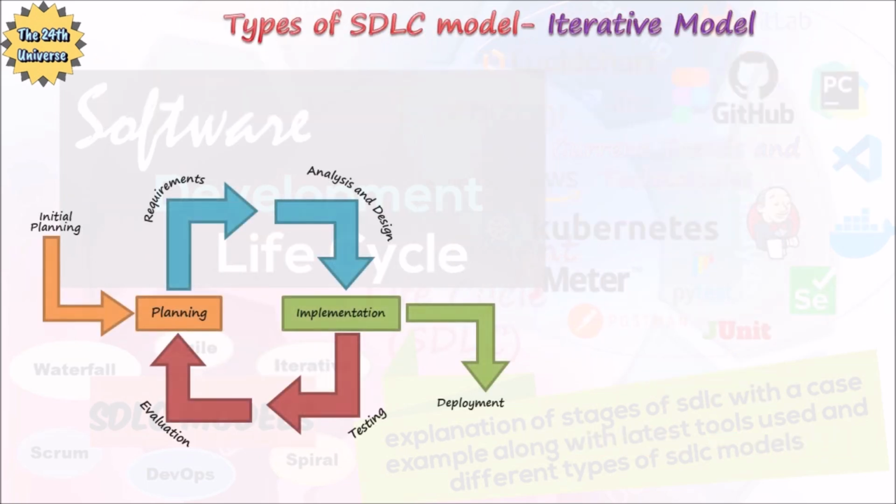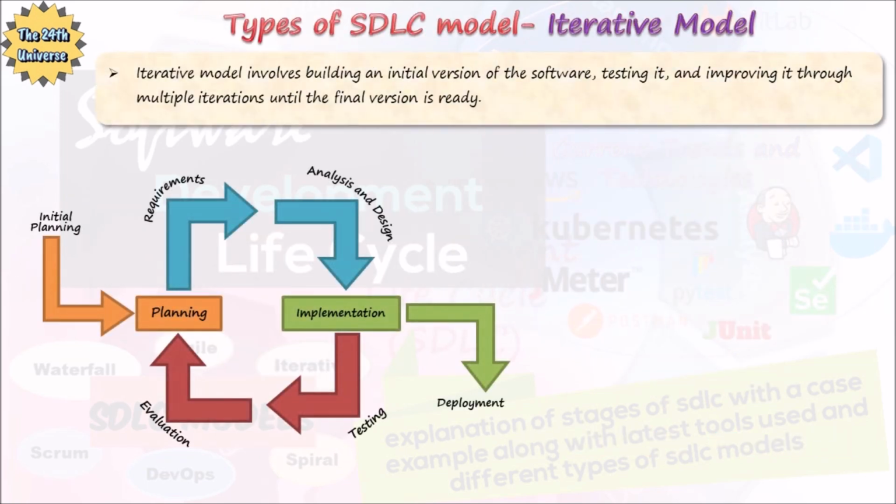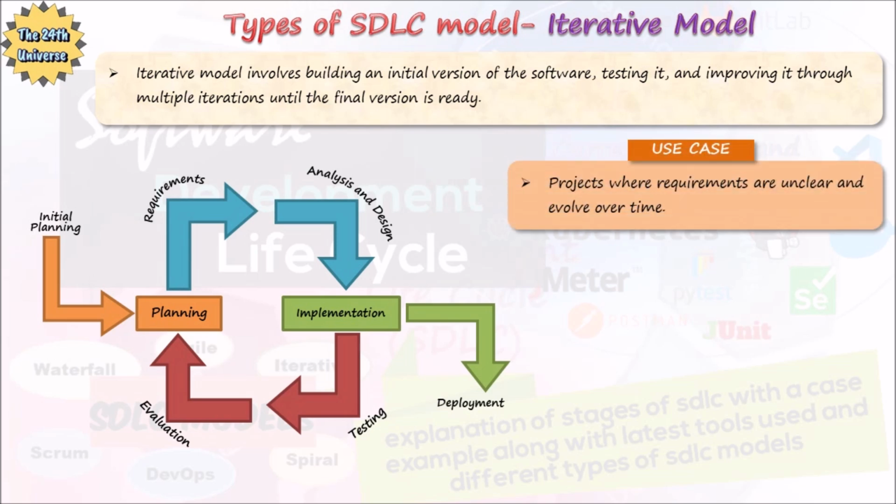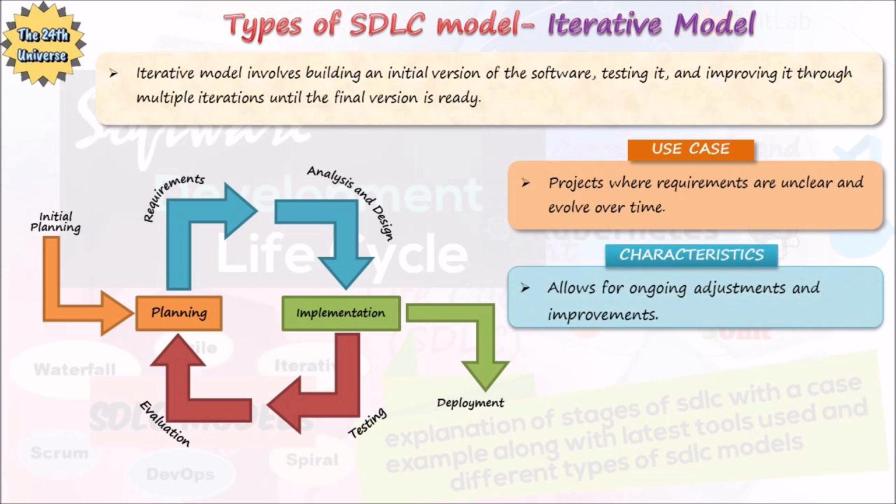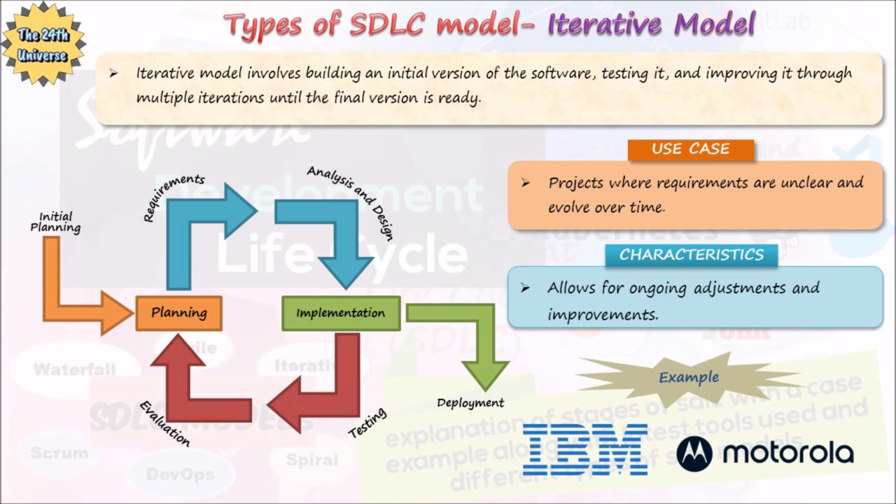Iterative model involves building an initial version of the software, testing it and improving it through multiple iterations until the final version is ready. Iterative model can be used in projects where requirements are unclear and evolve over time. The characteristics of iterative model are: it allows for ongoing adjustments and improvements. Example companies that use iterative model are IBM and Motorola.